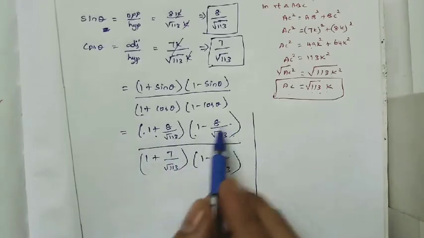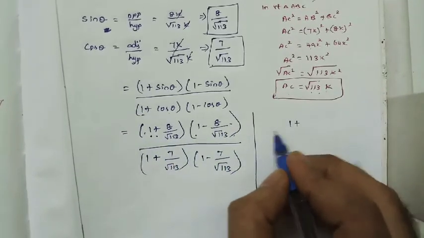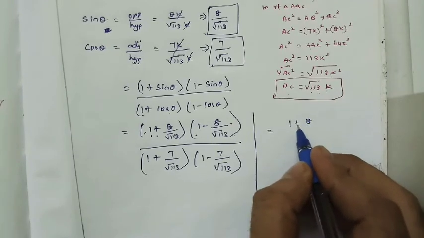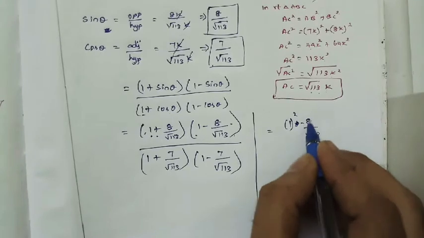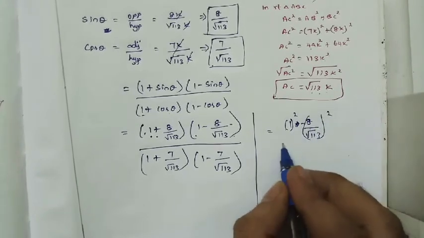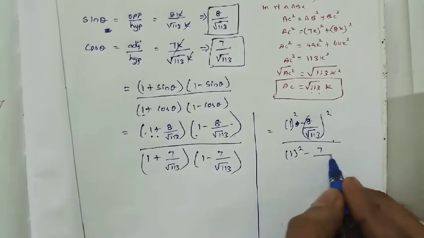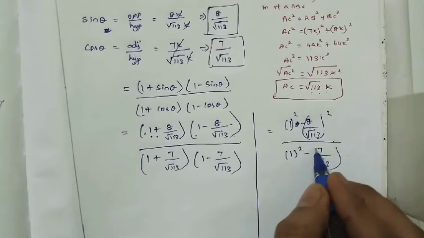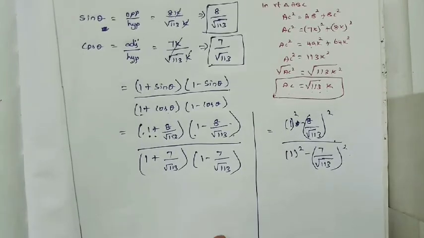Another methodology is what I told you: a plus b into a minus b. It is equal to 1 square minus 8 by root 113 the whole square, that is a square minus b square, divided by 1 square minus 7 divided by root 113 the whole square. You can apply this method also. Whichever method you feel is easy, you can go with that method.